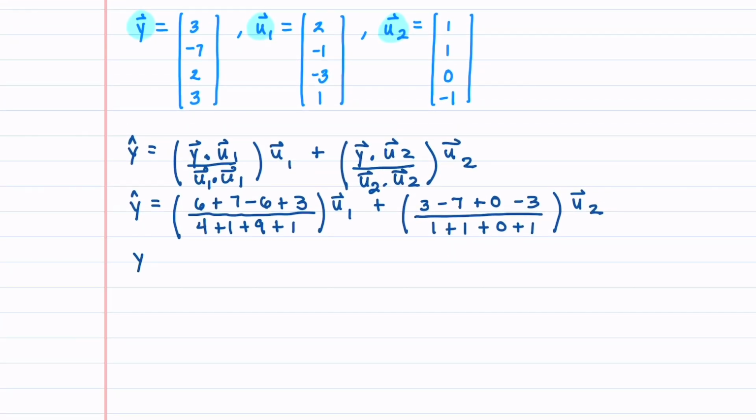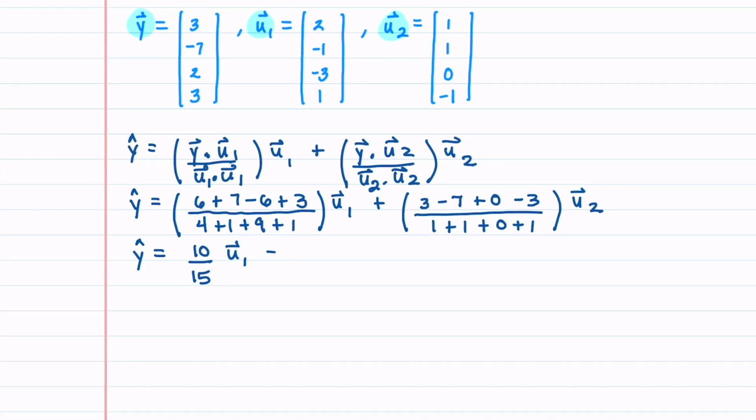Now let's go ahead and add all these numbers up. Up top, we're going to get 10 over 15 times u1. And then on the right, we're going to have minus 7 over 3 times u2. Let's go ahead and write that 10 divided by 15 is going to be 2/3. So we have 2/3 u1 minus 7/3 u2.